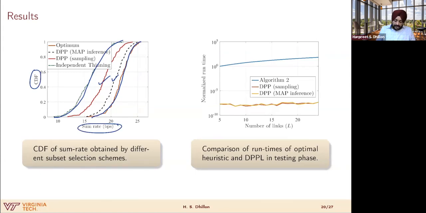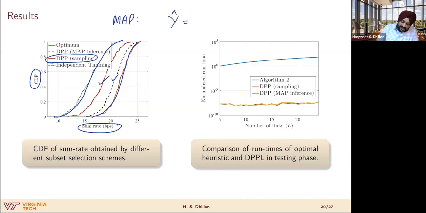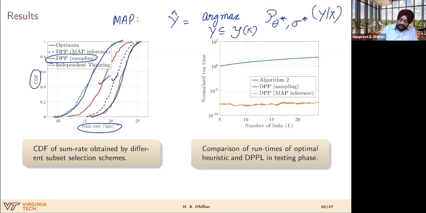Let me talk about these two different sampling methods for the DPP. When I say DPP sampling, that basically means one-shot sampling. We have a distribution, and we just sample from that distribution. Now MAP inference, as we describe in the paper, basically means we are coming up with Y hat, which just maximizes the posterior. This is your trained model, and then what is the posterior for that model? We're just trying to maximize it.